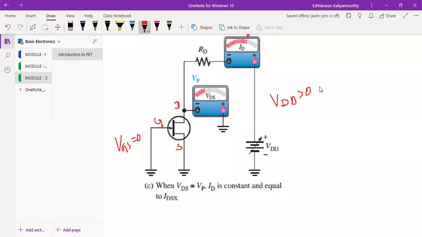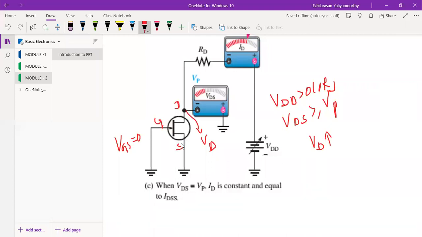VDD, or I can say VDS, is greater than or equal to VP. Here we should know what VP is. So remember, as you are increasing the drain voltage, that is the meaning of VDS, right? This voltage is nothing but the drain voltage actually.